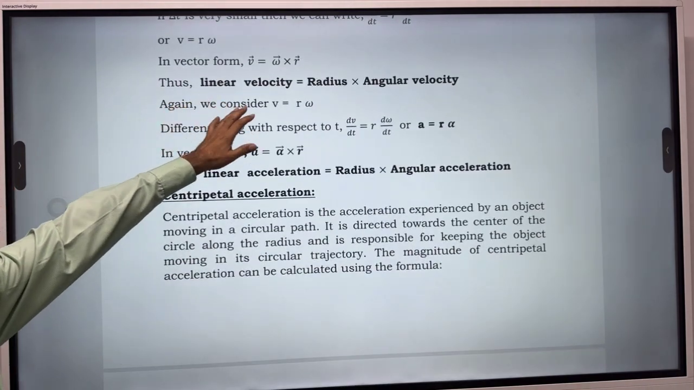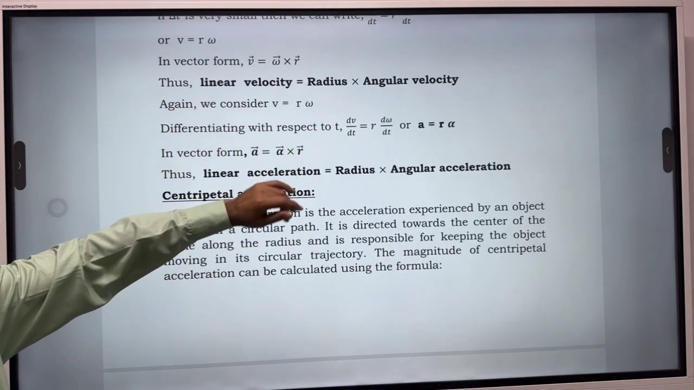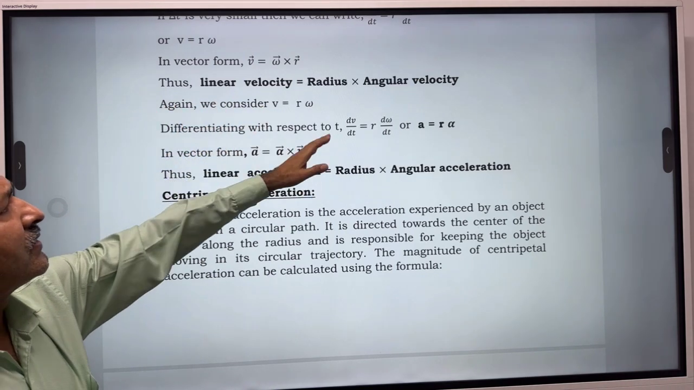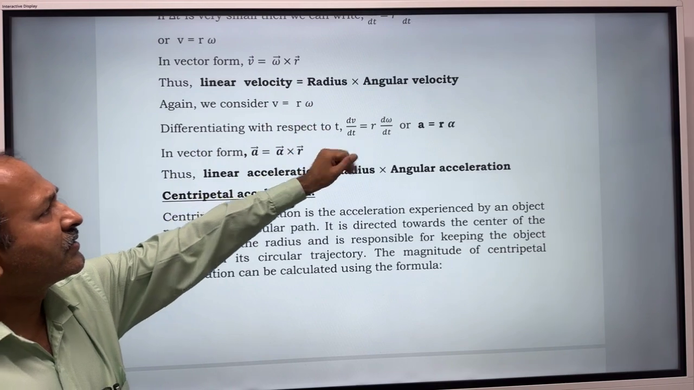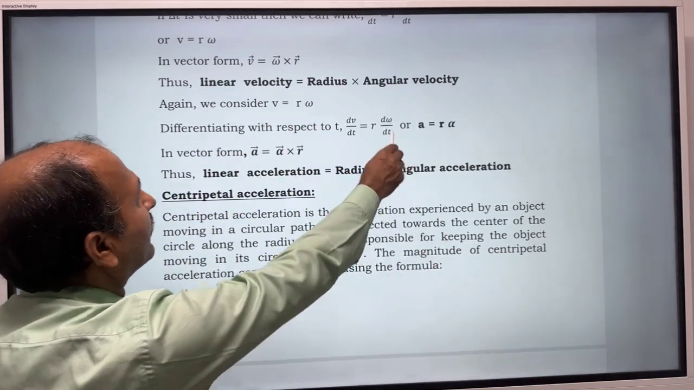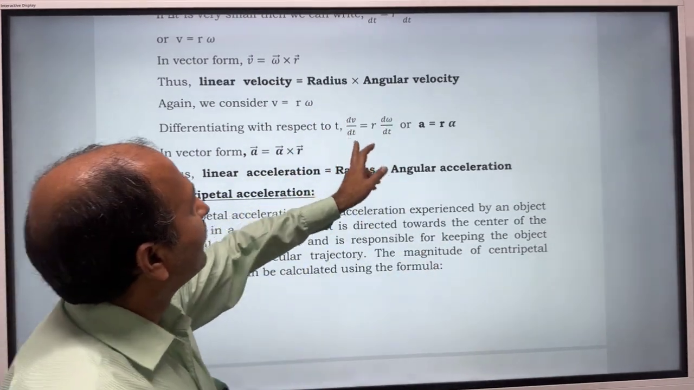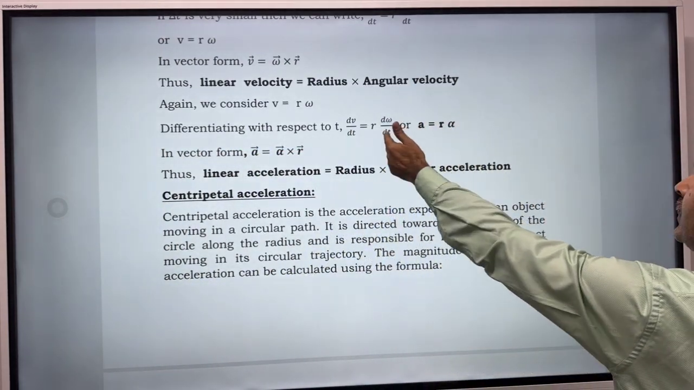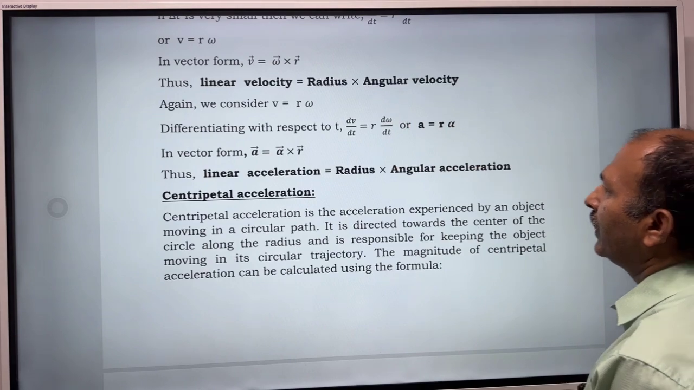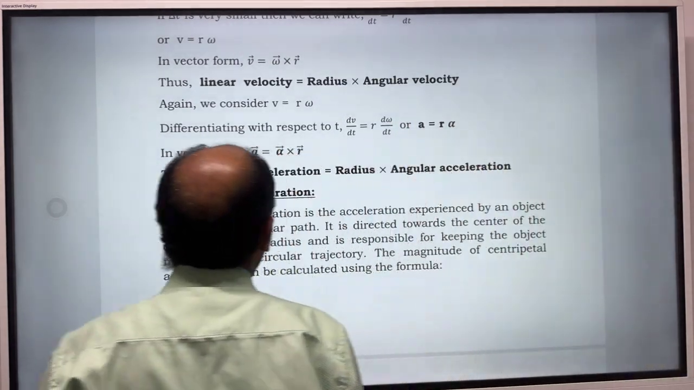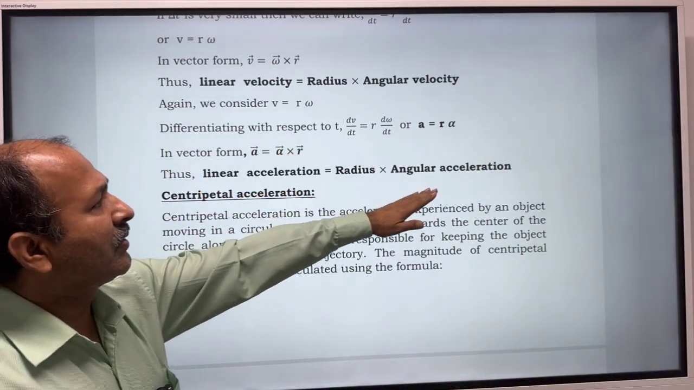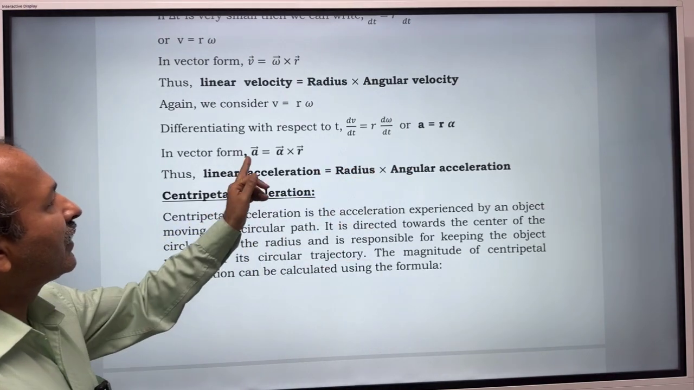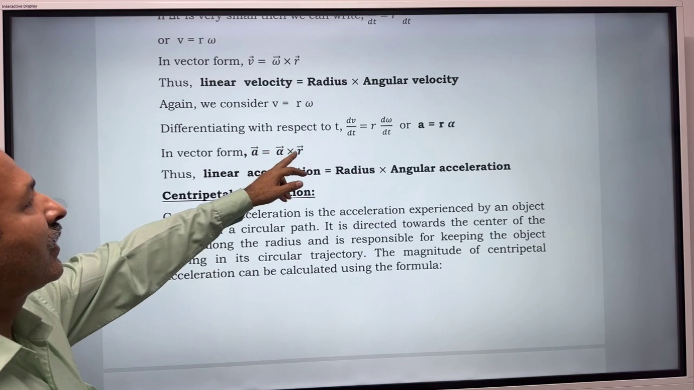Same thing is written here: linear velocity equals radius into angular velocity. Then again, we differentiate it. So dv upon dt, r is constant, so we don't differentiate it, d omega by dt, as I told you. So dv upon dt is linear acceleration, r is constant radius, and d omega by dt becomes alpha. So we have got the relation: linear acceleration is radius times angular acceleration. If we want to write it in vector form, then vector a is equal to alpha cross r.